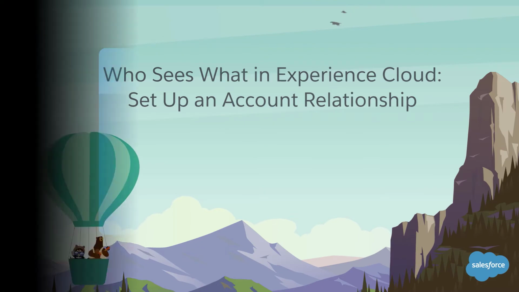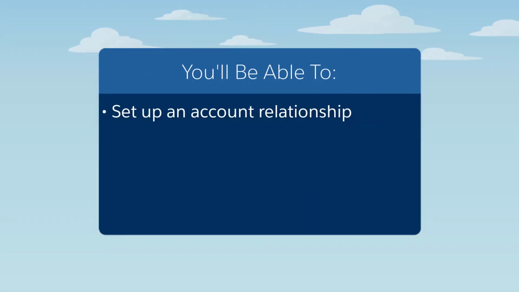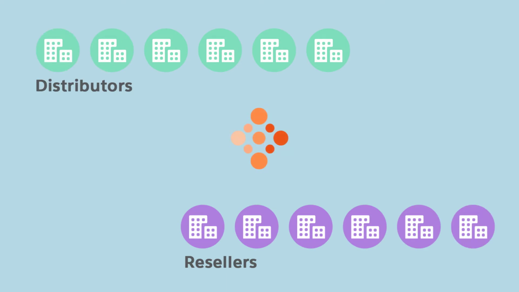After watching this video, you'll be able to set up an account relationship. Let's take a look at an example in our company, Pacifica. Pacifica has a two-tier distribution channel with partners who are distributors and partners who are resellers.